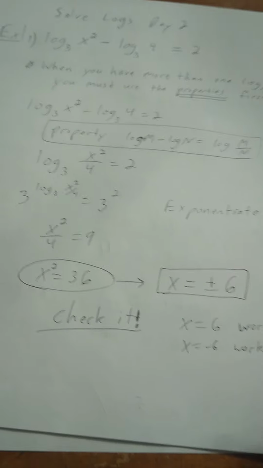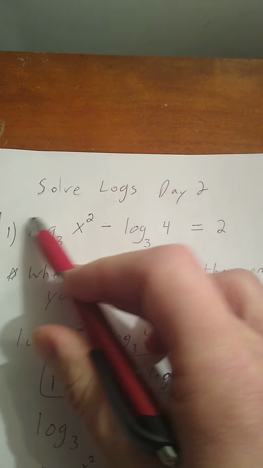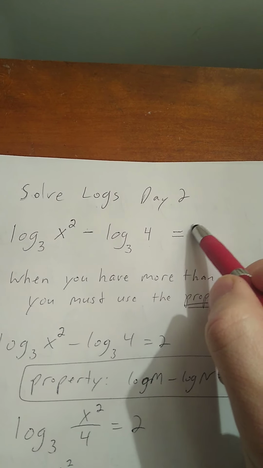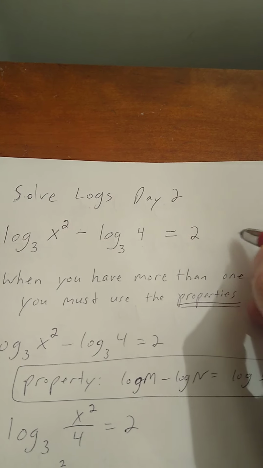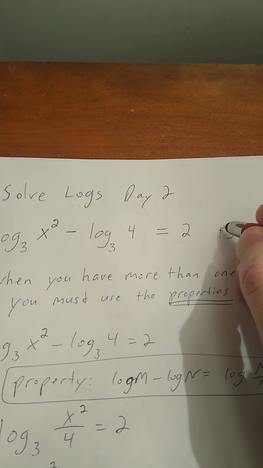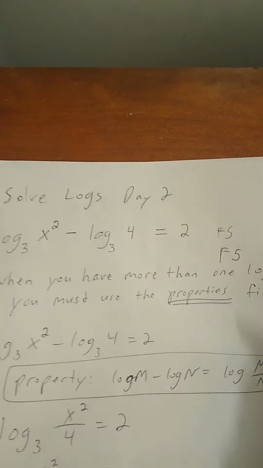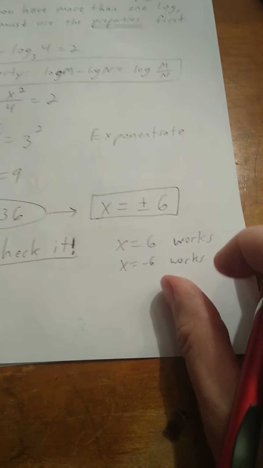And again, you can check those simply by graphing them on the graph app. So put this whole thing in as y1, put 2 in as y2, and then do gsolve, F5, and then intersect, or F5 again, and check to see that they intersect at both 6 and negative 6.